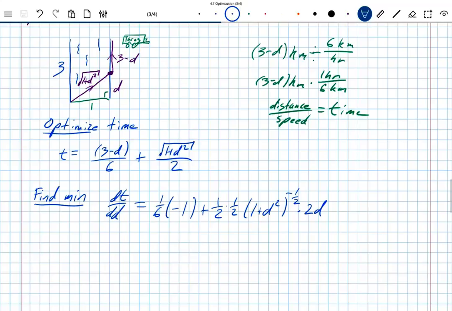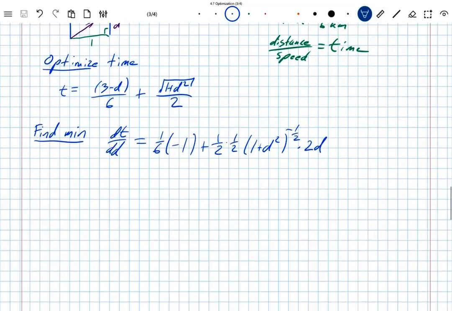Okay, Fermat's theorem, finding that critical number, we're going to set this equal to 0. I'm going to clean up the right side a little bit. This looks like -1/6 plus 1/2 times a half times 2 is a half, d times 1 plus d squared to the -1/2. Okay, can you solve that? Maybe. Let's go ahead and try to solve this.